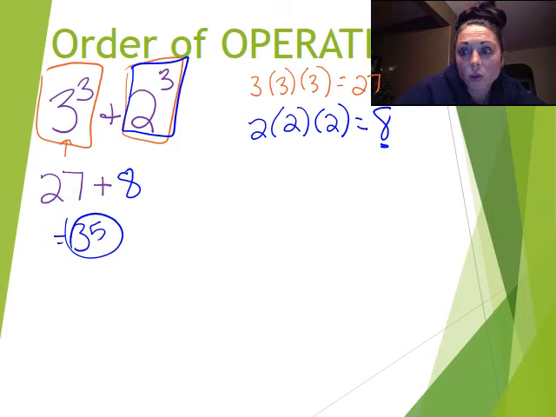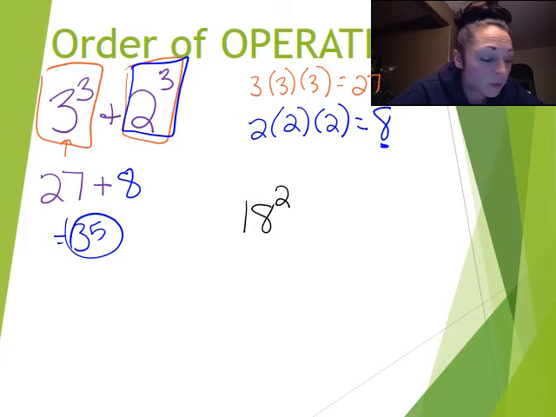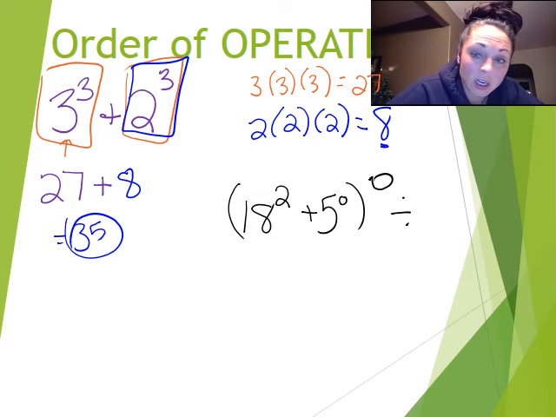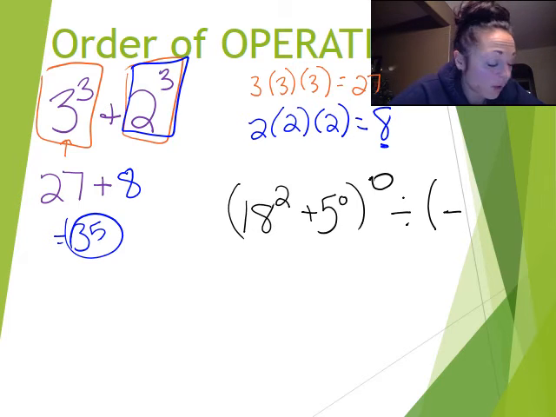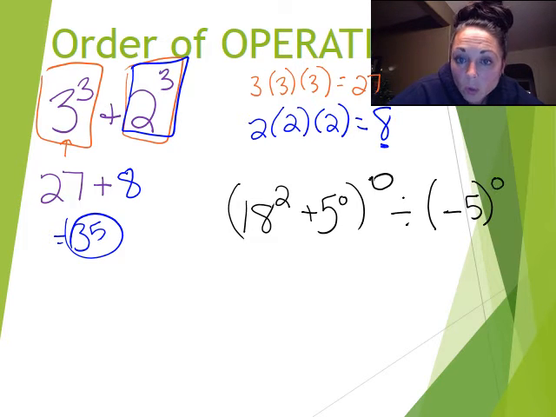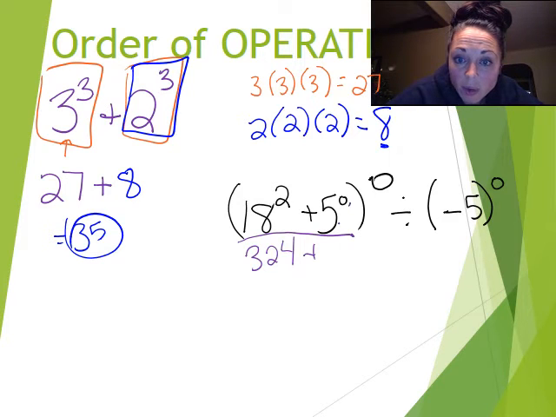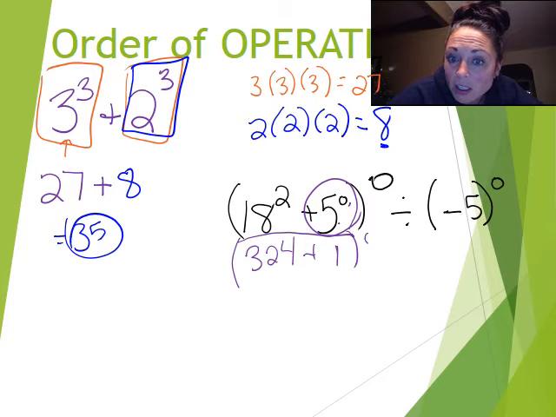So making sure you're using the order of operations. So if we go 18 squared plus 5 to the power of 0, all to the power of 0, divided by a negative 5 to the power of 0. Don't let this one trick you. According to BEDMAS, we do everything in the brackets, right? So we go 18 squared. So that means 18 times 18, which is 324, plus 5 to the power of 0, which is 1. But that means everything in here is to the power of 0.